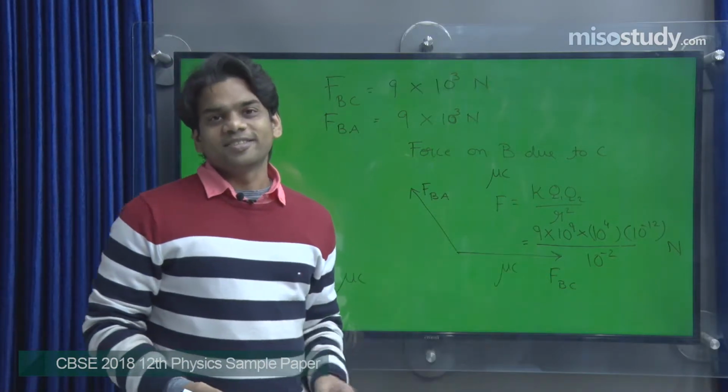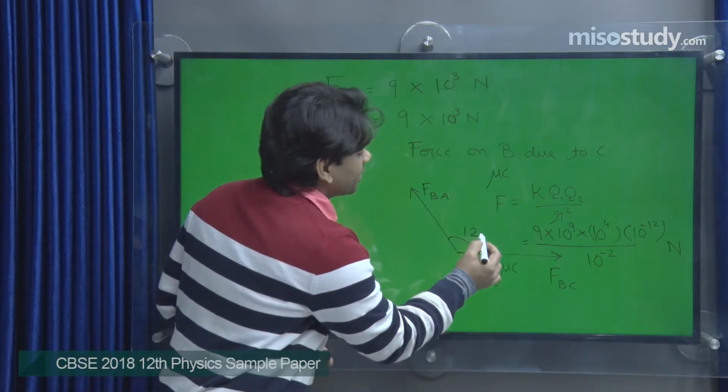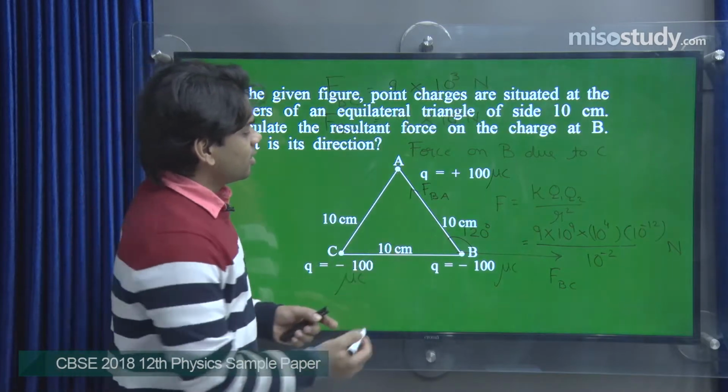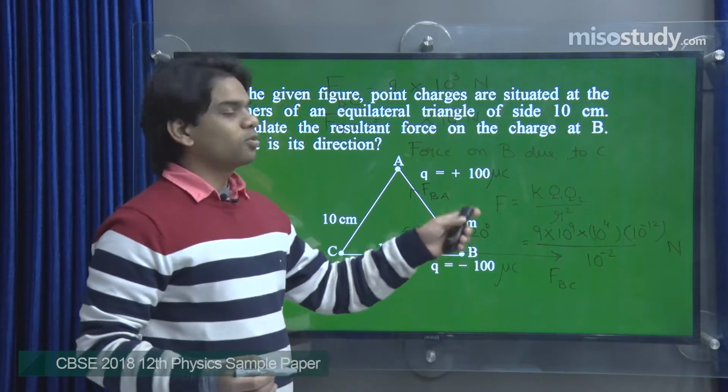Two equal vectors kept at 120 degrees. Why 120 degrees? Because it's an equilateral triangle. So this angle is very obvious, it will be 60 degrees. Hence you can make out this will be 120 degrees.